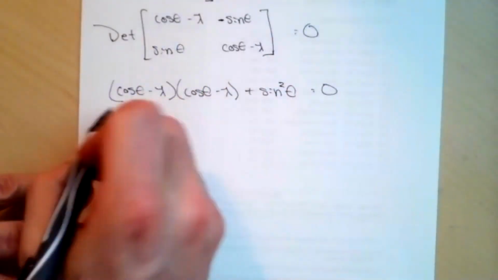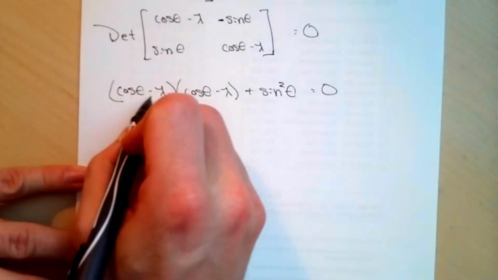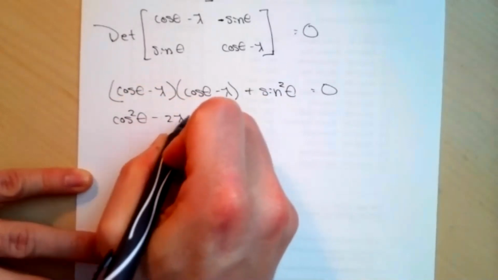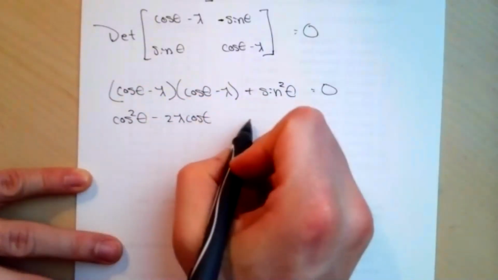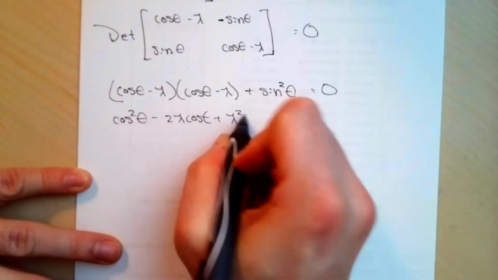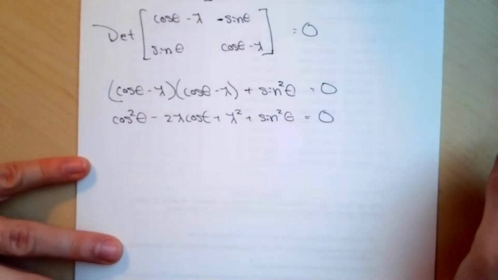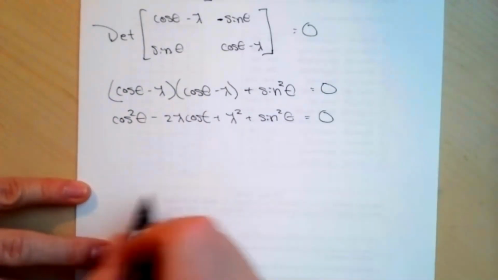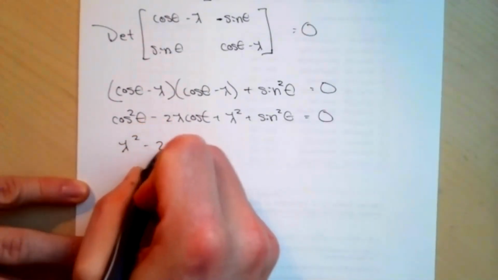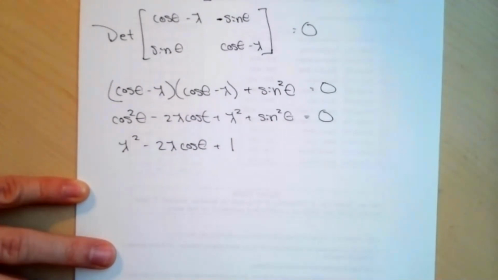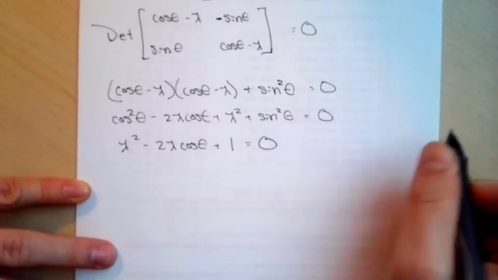So let's see if we can solve this. Sometimes, especially with trig functions, it could end up being solvable, could not. Since we have cosine theta minus lambda squared, cosine squared theta minus 2 lambda cosine theta plus lambda squared, plus sine squared, equals 0. Cosine squared plus sine squared is going to give us 1, so we'll have lambda squared minus 2 lambda cosine theta plus 1 equals 0.